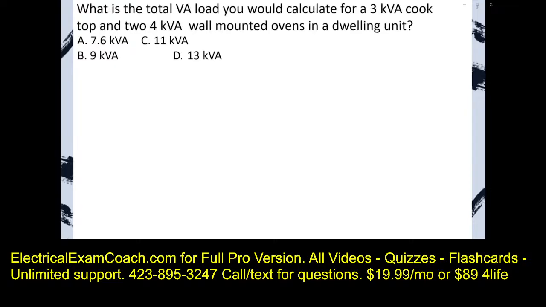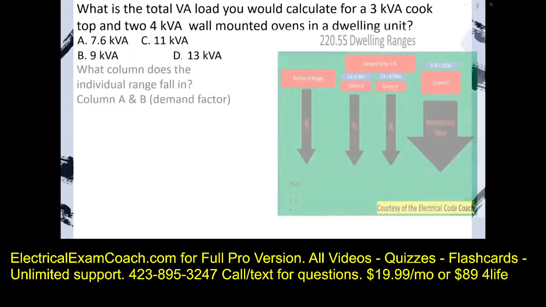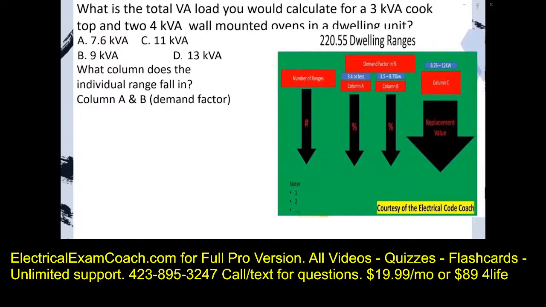What is the total VA load you would calculate for a 3 kVA cooktop and 2 4 kVA wall-mounted ovens in a dwelling unit? First thing we're going to ask is what column do the individual ranges fall in? Well, in this case, we find that it falls into column A and B.